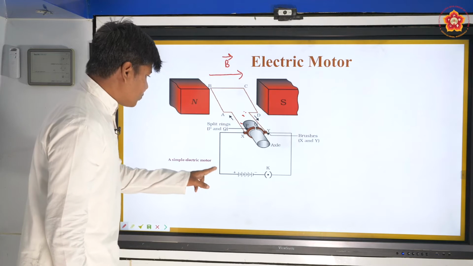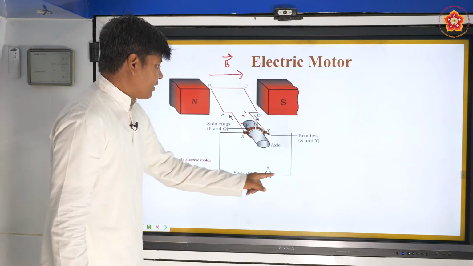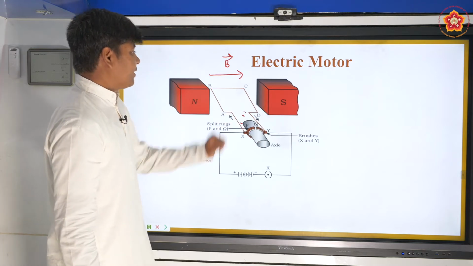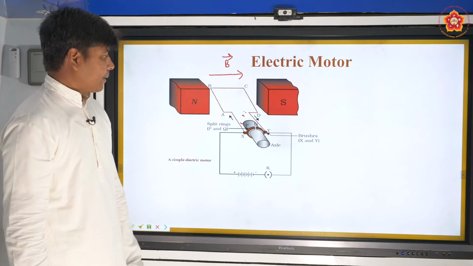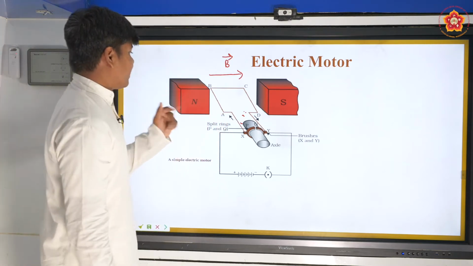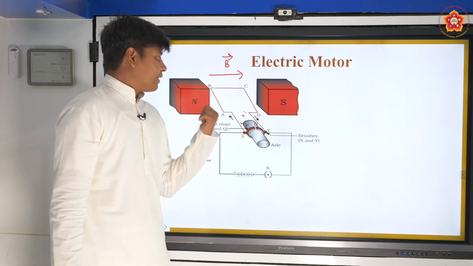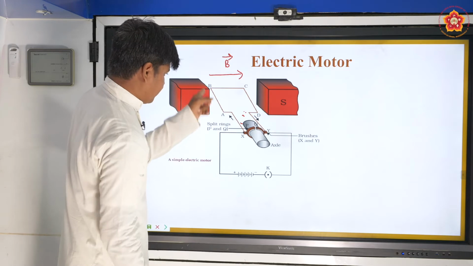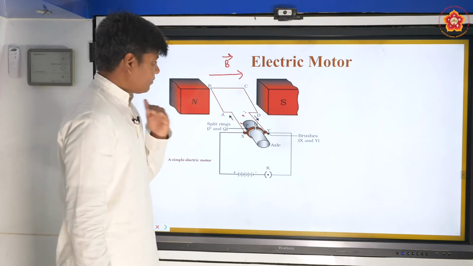Now, this positive end is attached to this segment AB and the negative end is attached to this segment CD. Now we pass the current. What is the current direction? The current direction is towards inside the board. Let us see, AB is inside the board, CD is coming outside the board. Okay.